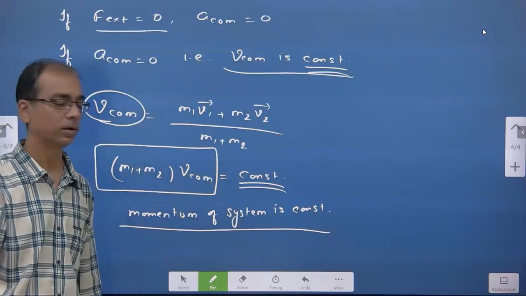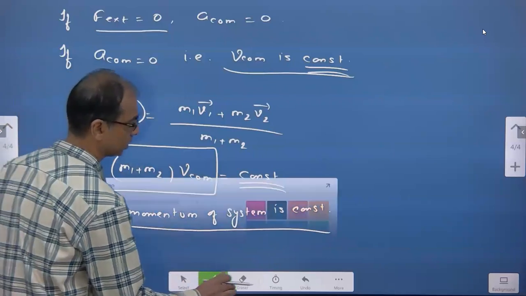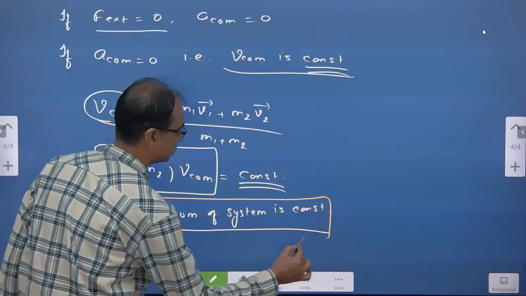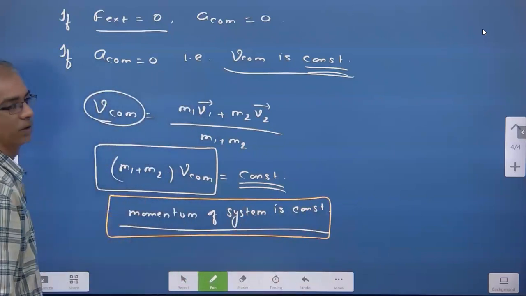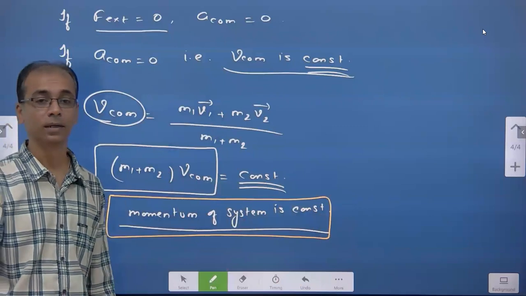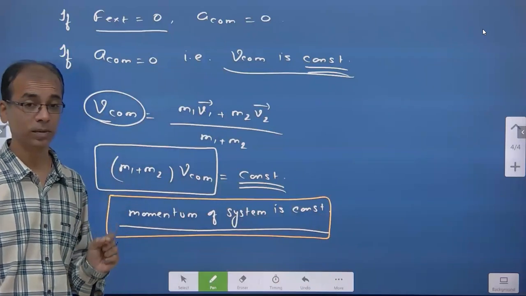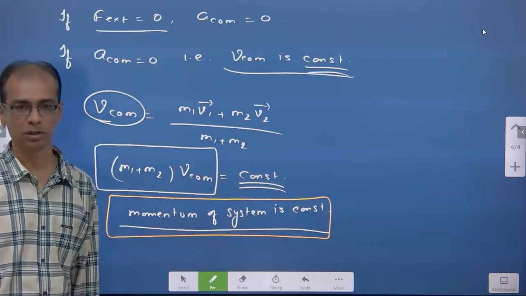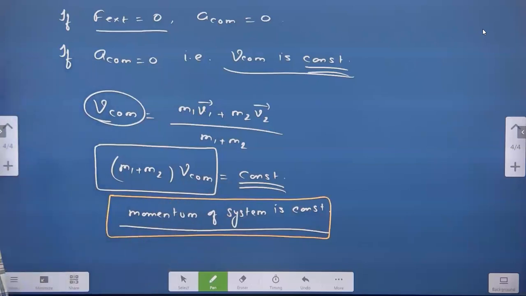Is this clear? Very, very important point this is. Very important. If external force is not acting, velocity of center of mass is constant or momentum of system is constant. Note this point.